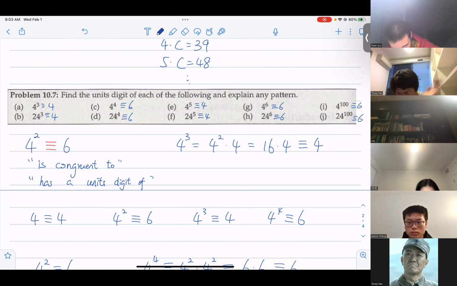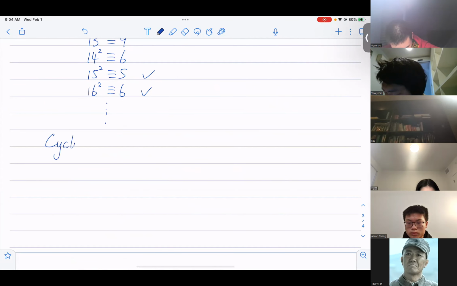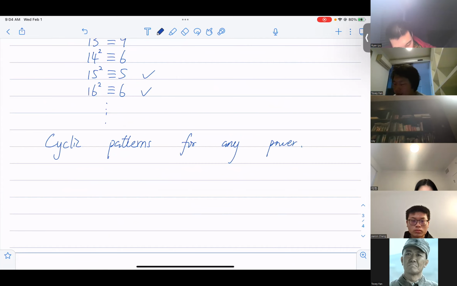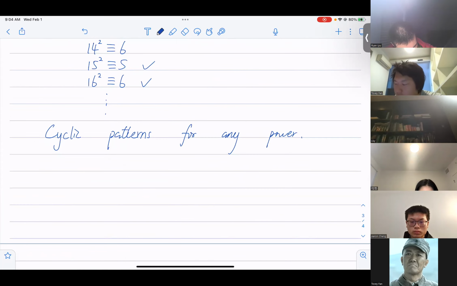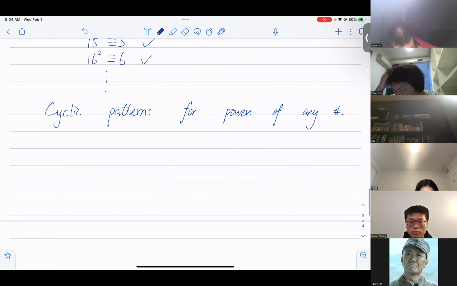So you can do it on your own. You always have cyclic patterns, meaning that they cycle, okay? You have cyclic patterns for any power, with any base number, okay? Maybe I should specify: for powers of any number. Say that you can choose 5. Then 5 obviously is always 5, right? So it's very easy. So the cycle is only 1, you could say.